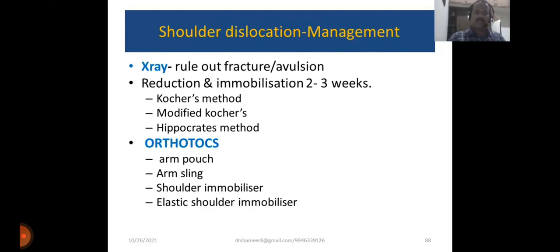In our practice, Kocher's method is used, and you have to immobilize for 2 to 3 weeks. Okay, in case of a recurrent dislocation of the shoulder, immobilize the patient for 2 weeks. After that, you have to remove the bandage and start the range of motion movements. Okay, you have to use an arm pouch if it is a recurrent dislocation of the shoulder, or if there is severe pain, tenderness, or it is an acute shoulder injury, you use a shoulder immobilizer so that you can have sudden relief of pain.